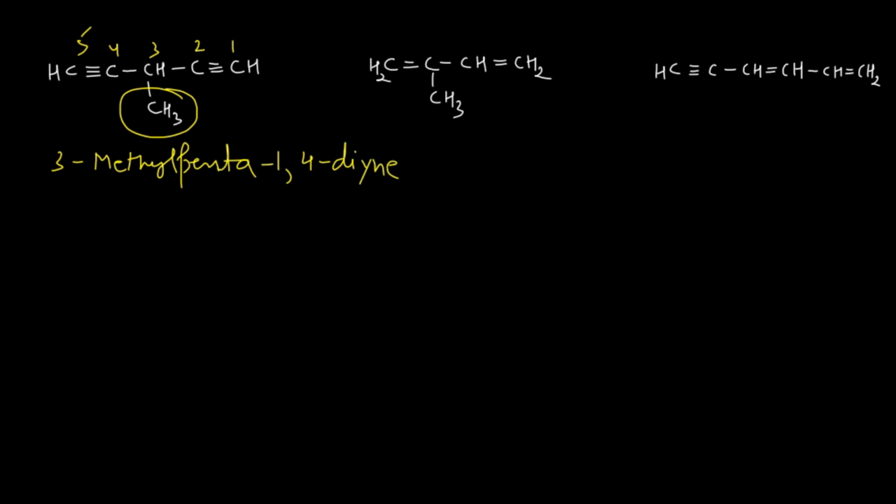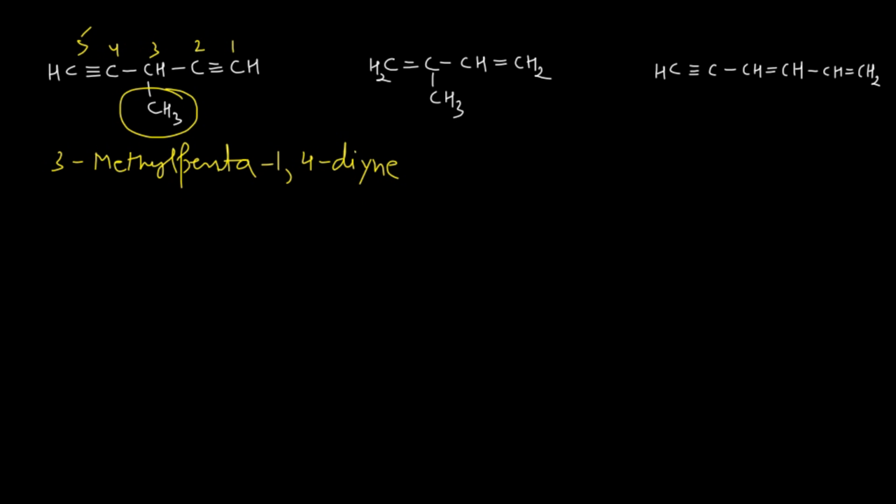Since this name is continuing with a consonant, you have to write A here. Since 2 locants are there, at carbon number 1 and carbon 4, you are having the primary suffixes, so you will write di for this one, ene. So this is your 3-methyl penta-1,4-diene. Now moving to the next one very quickly.